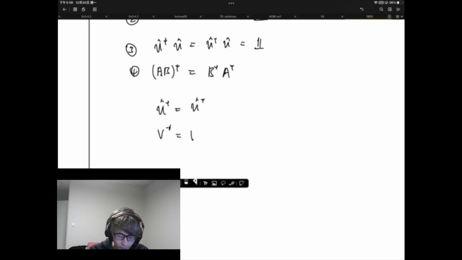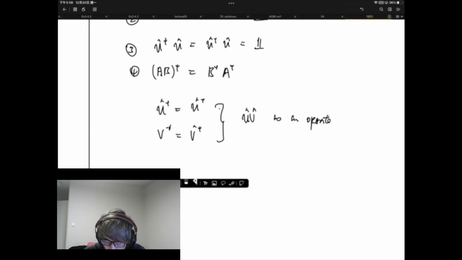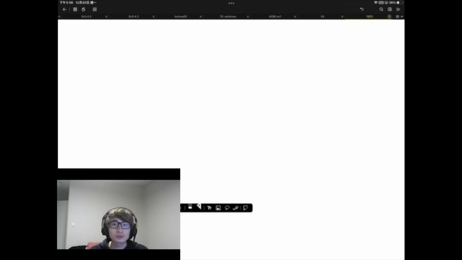And we have V as another operator. The inverse is equal to the V dagger. We combine them together to form an operator, so UV as an operator. Now we come to our first claim. The claim is that the product of unitary operators is a unitary operator. The proof is as follows.